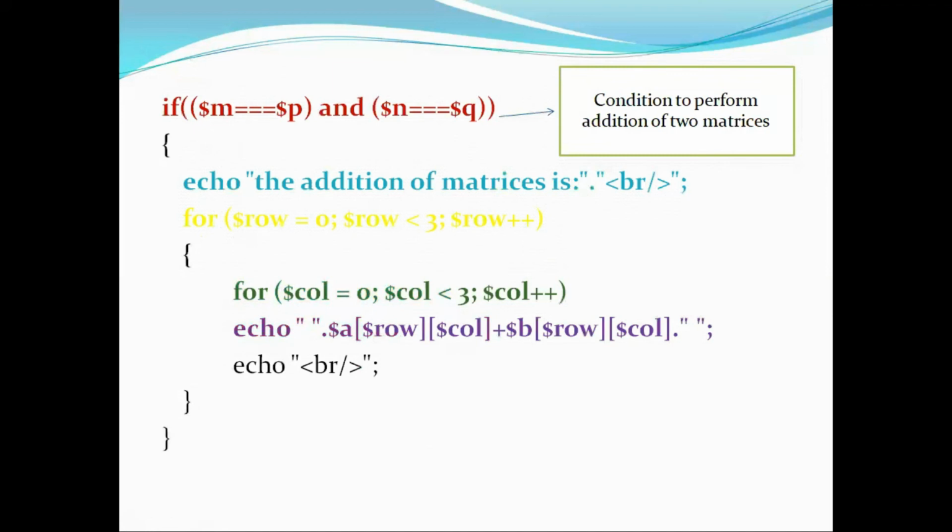is equal to q. That is, m indicates the row size of matrix A, and p is the row size of matrix B. If they are equal, along with that, if the column size of matrix A is equal to the column size of matrix B, if both the conditions are true, then only we can perform the addition of two matrices. Here we are printing the addition of two matrices.